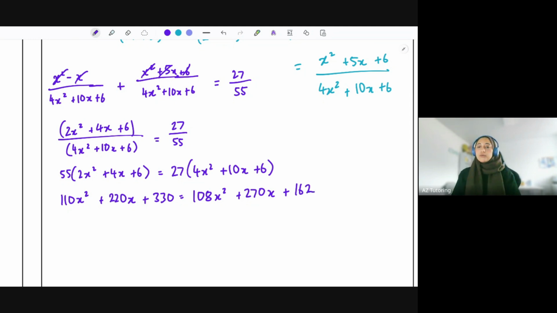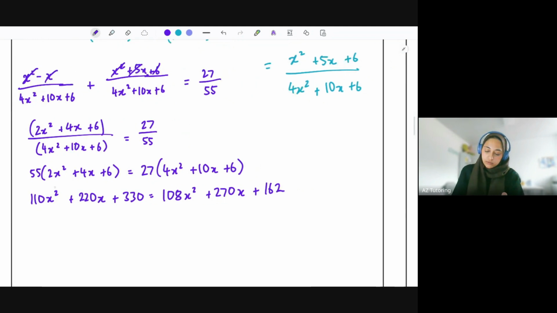Now we've got a quadratic because I've got something x squared, I've got something x, and I've got a number. So I've got three terms. So quadratics, we always make them equal to 0. So I'm going to bring everything over to the side where x squared stays positive. So if I minus 108x squared, I'll get 2x squared. So I'm going to bring all the right-hand side over to the left-hand side.